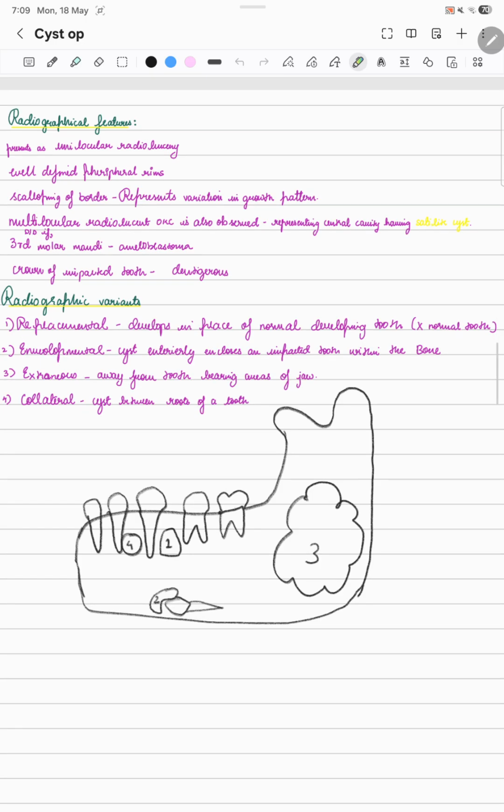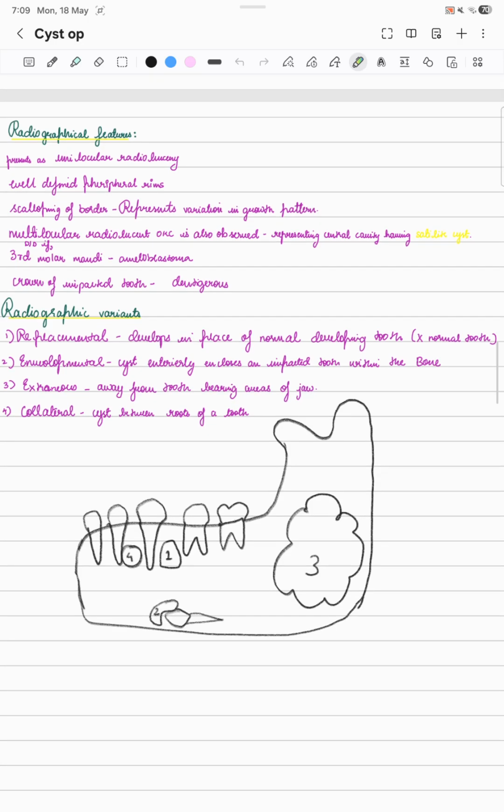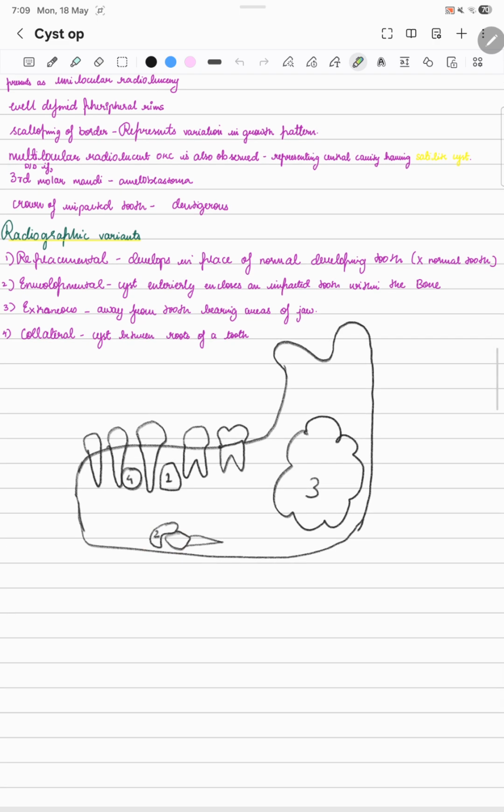If this cyst is occurring in the third molar region of the mandible, then it is usually ameloblastoma, and if it is on the crown of an impacted tooth, then it is usually a dentigerous cyst. Now there are also radiographic variants, that is the replacemental, which develops in the place of a normally developing tooth.